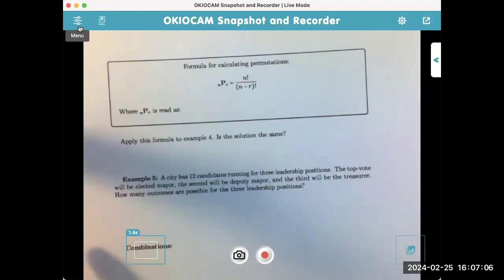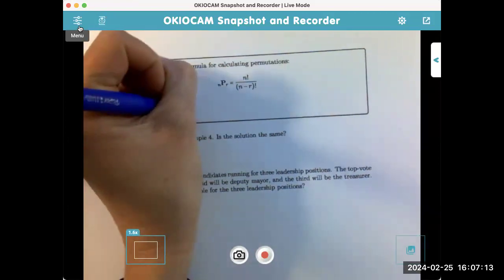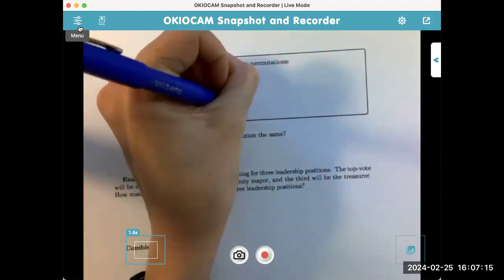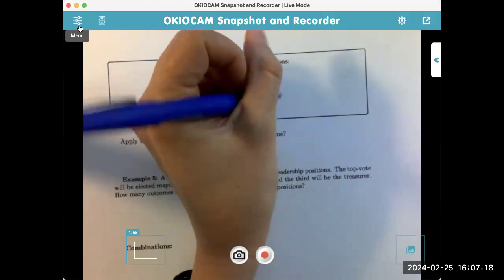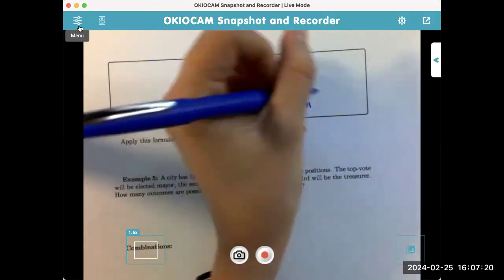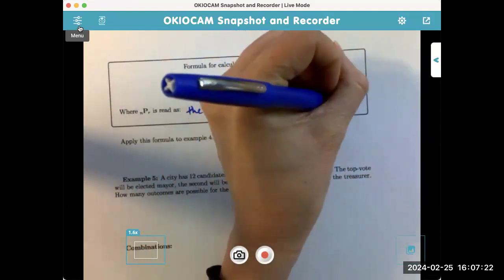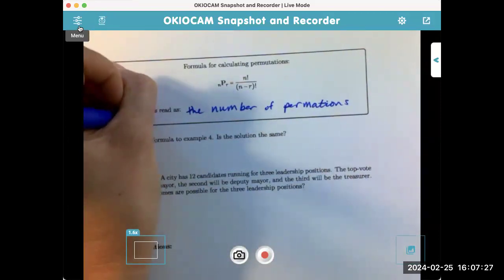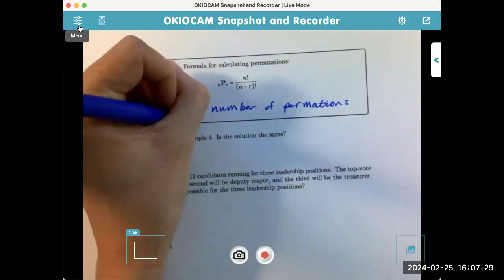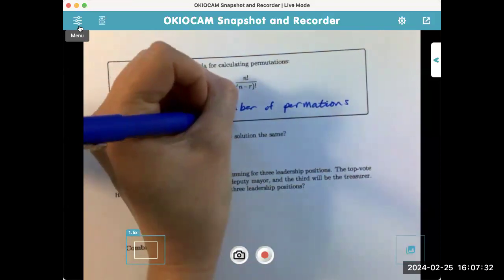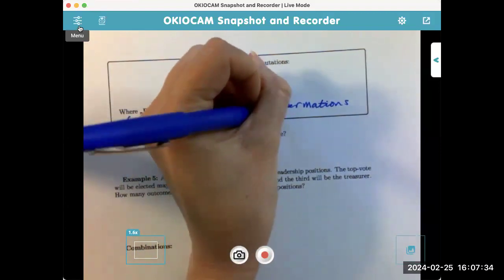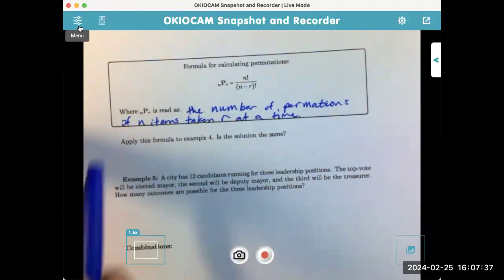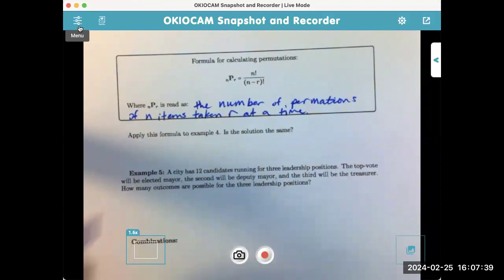So here again is the formula. It's read as the number of permutations of n items taken r at a time. But sometimes I just say nPr. Not a big deal.